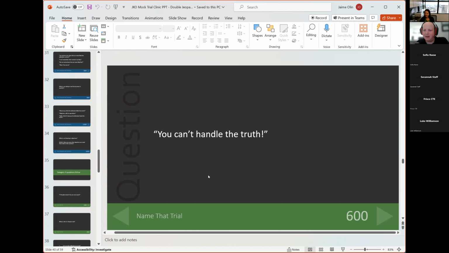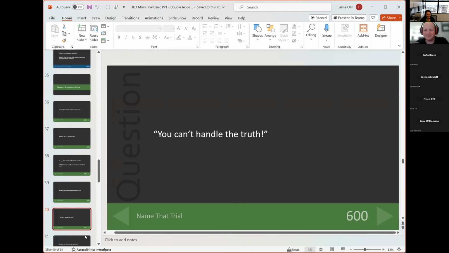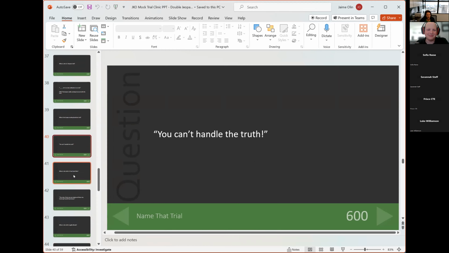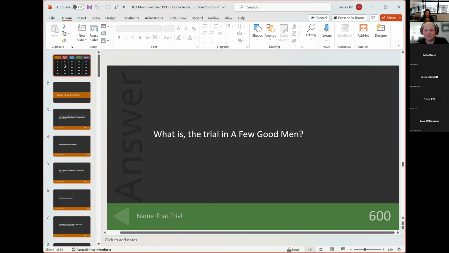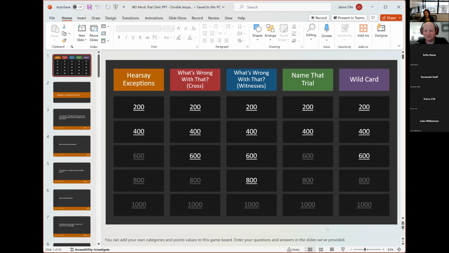Avery Kazmarek. Correct. It is A Few Good Men. Very good. Let me make sure I didn't have a bonus on this one. I did not. Okay. Yeah, that is the trial from the movie A Few Good Men. Okay, Avery, what are we going with next?